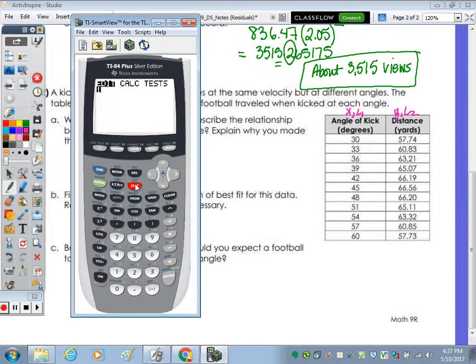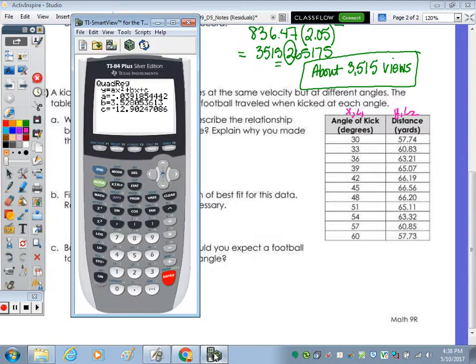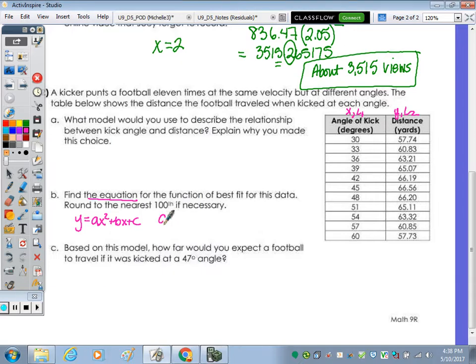So I go to Stat, Calc, and then run the quadratic, which is number 5, and then hit Enter. And there's the a value, b value, and c value. So remember, a quadratic equation in standard form is y equals ax squared plus bx plus c. So I'm going to write the a, b, and c down. So take a minute to copy those down from your calculator.